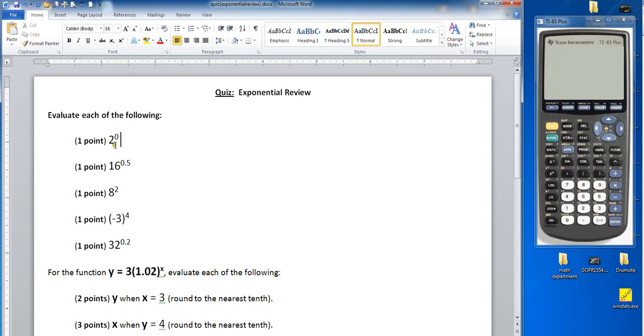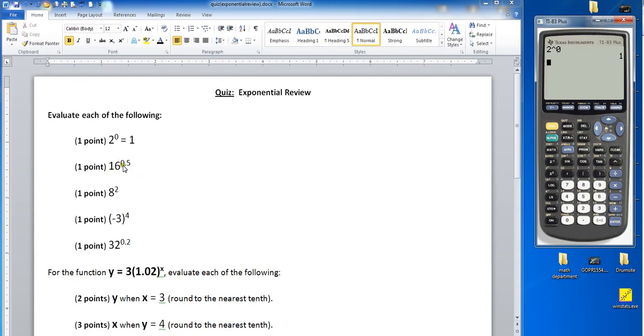So this first one, 2 to the 0 power, we had a nice discussion in class on Monday and then again on Wednesday on what that's going to be. Anything to the 0 power except 0 itself is going to be 1. So there you go, that's going to be 1. Actually, I need to change it to red. You can always use your TI to do things like this. 2 to the 0 power, enter, boom.